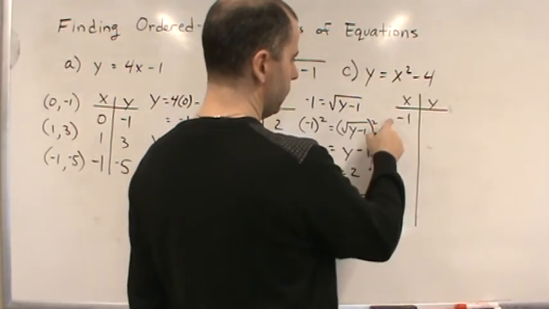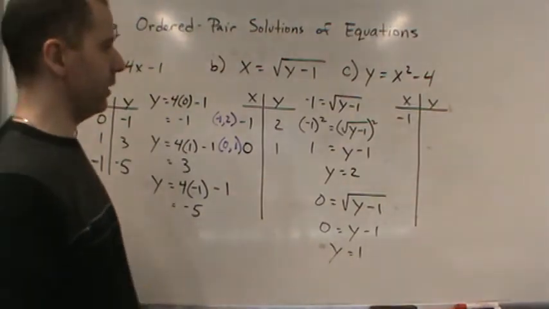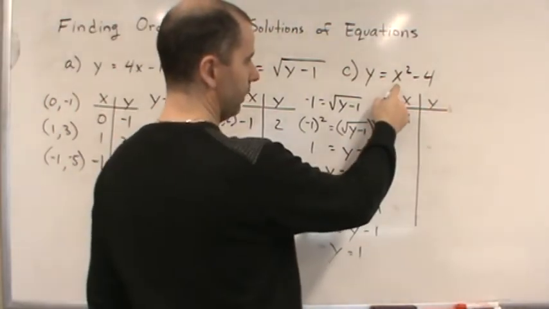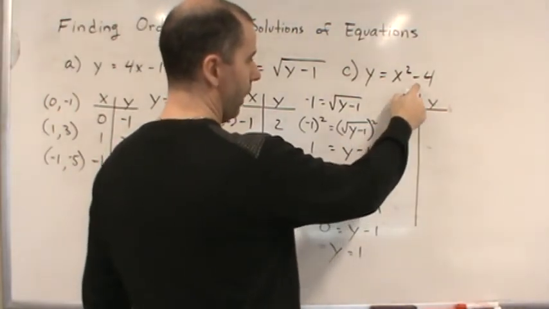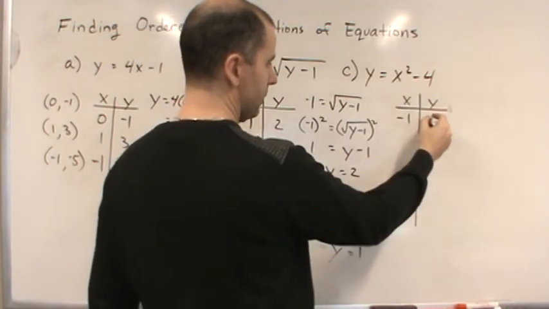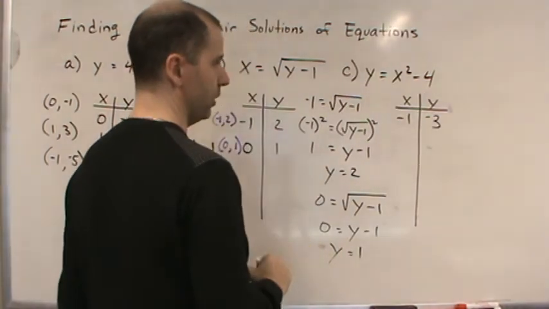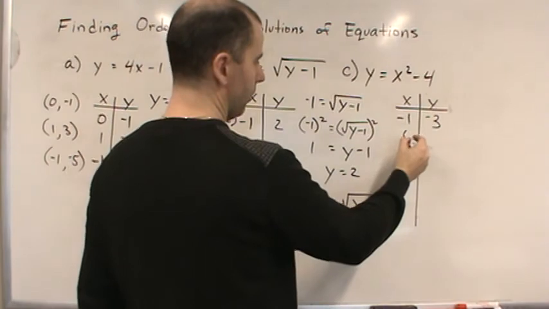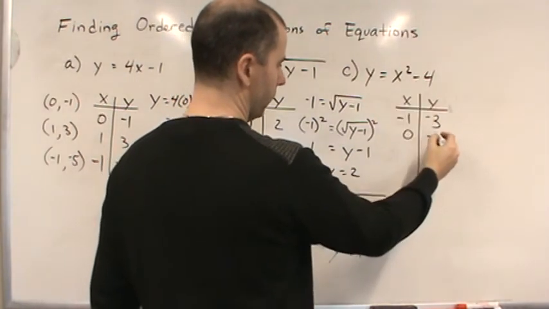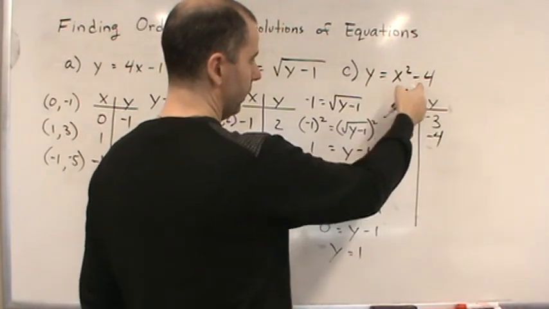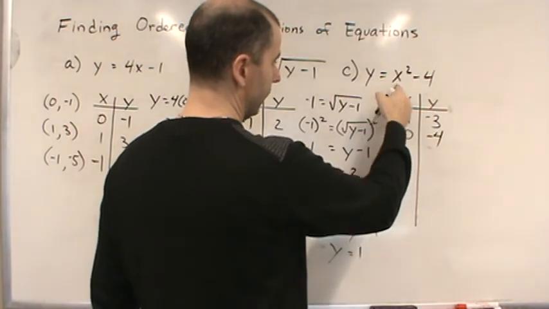And if I do this, now again, I'm not going to work this out, but if I do negative 1 squared is 1, minus 4, so 1 minus 4 is negative 3. So there's a solution. If I plug in 0, then I just get negative 4. And if I plug in 1, I get negative 3 again.